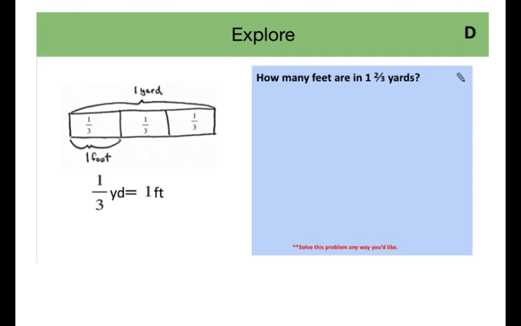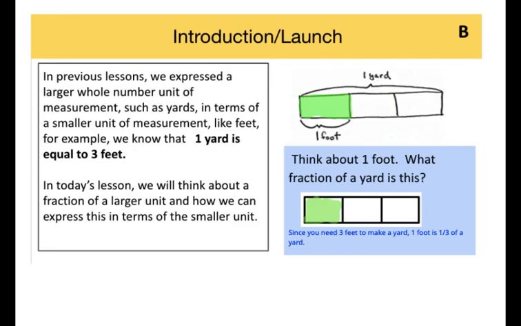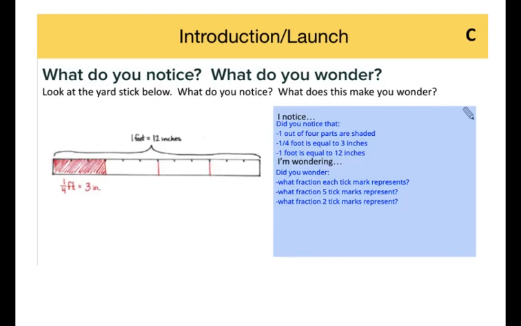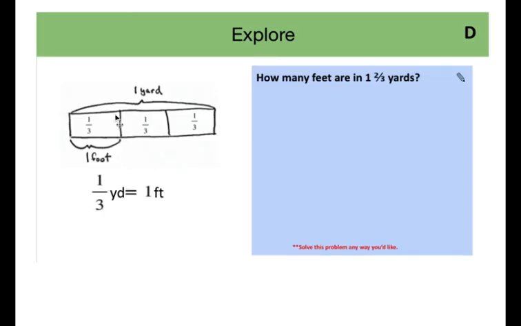So we're going to take what we've seen now in the last 2 slides and apply it to this problem here. You guys ready? All right, so this should seem kind of familiar. We did see something very similar on slide B, where it says 1 foot, 1 yard. So it says here that 1/3 of a yard is equal to 1 foot, right? We said that, right? We need 3 feet to make a whole yard. If we only have 1 foot, then that's 1 out of the 3 pieces we need to make up that yard.